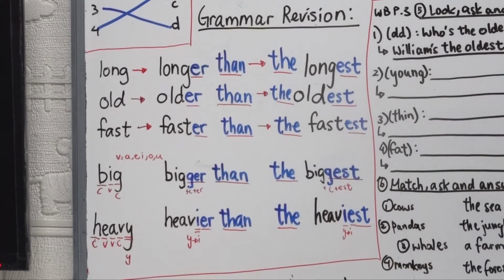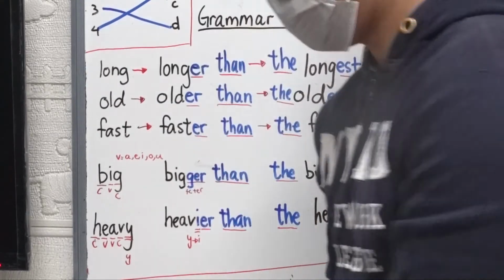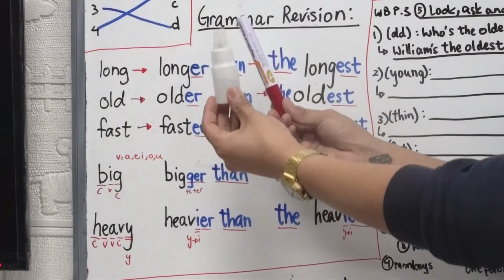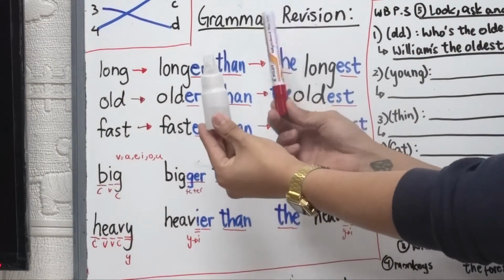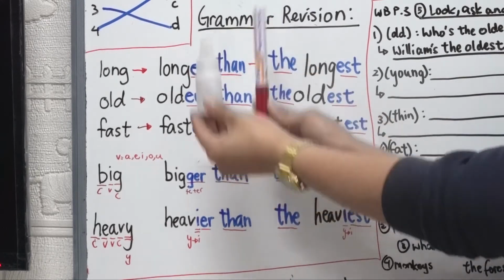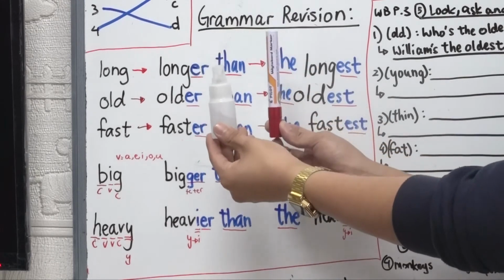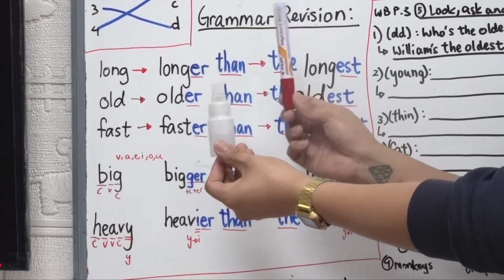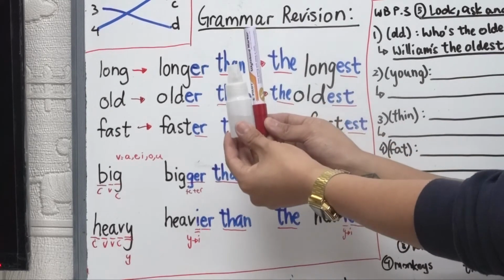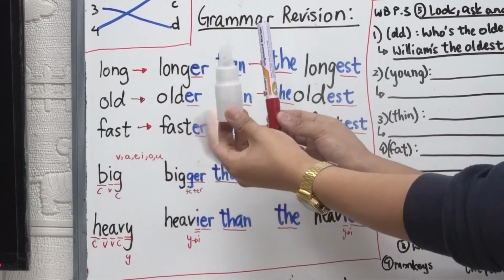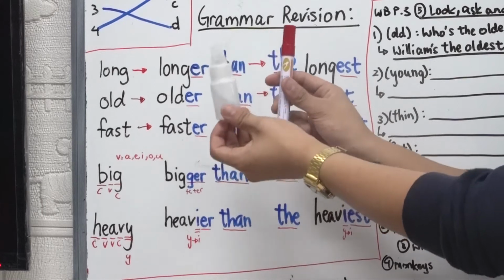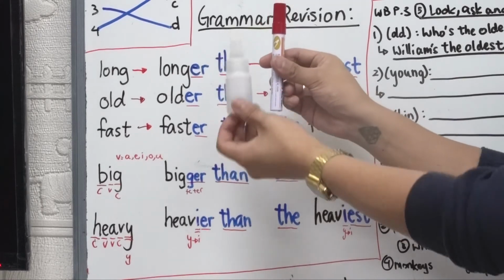Pay attention here. For example, let me show you this one, okay? So they are both long, right? The spray bottle and the pen, they're both long. But only one thing is longer. I see it. The red pen is longer than the spray bottle, right? The red pen is longer than the spray bottle. You see? Longer than this.